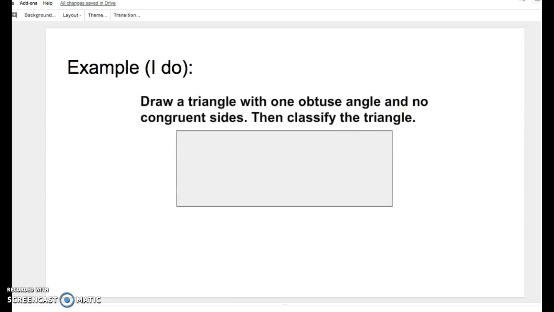So when you're looking at this, the first thing it's going to ask you to do is draw a triangle with 1 obtuse angle and no congruent sides, then classify the triangle. I would make sure that you have this written down, because if you don't, it's going to be really hard to justify what you wrote in your notes compared to what is needed on the quiz. If you just write down this answer that I give you, it's not really going to do a whole lot unless you have the example to refer back to.